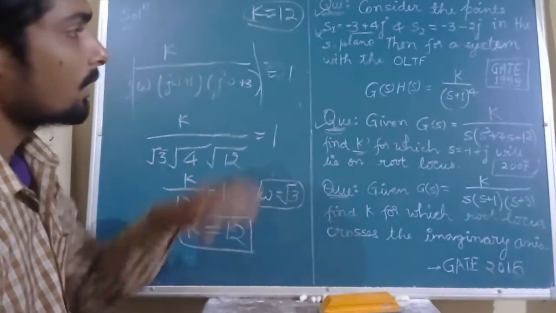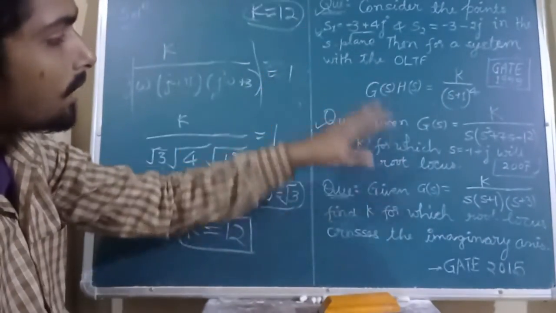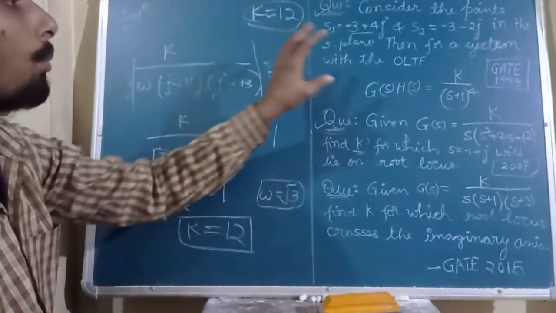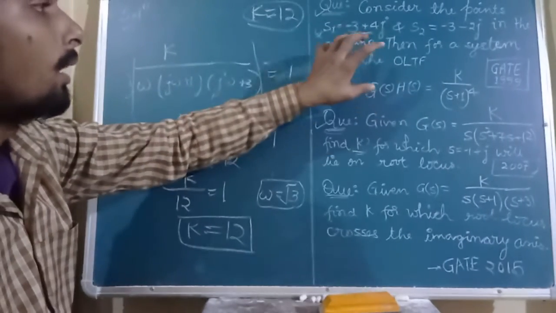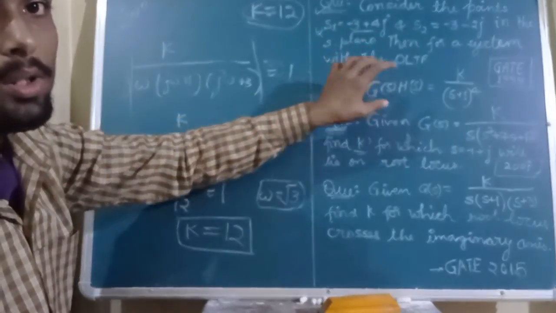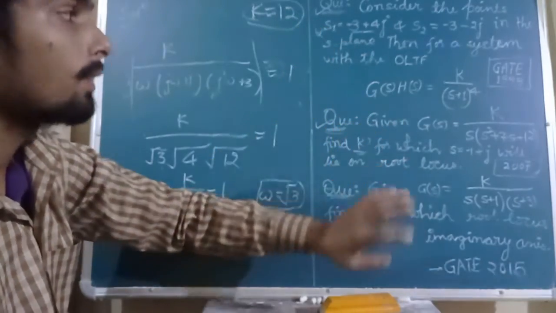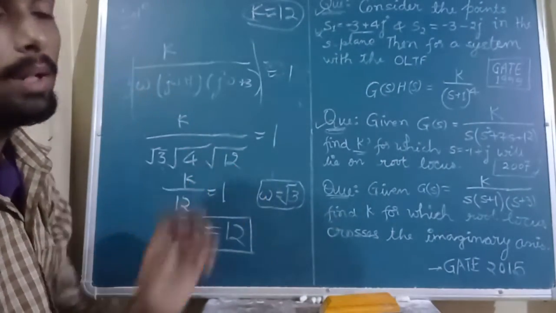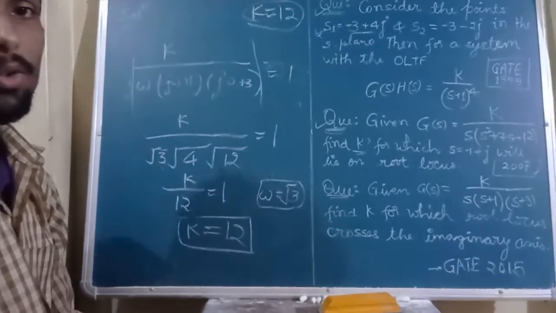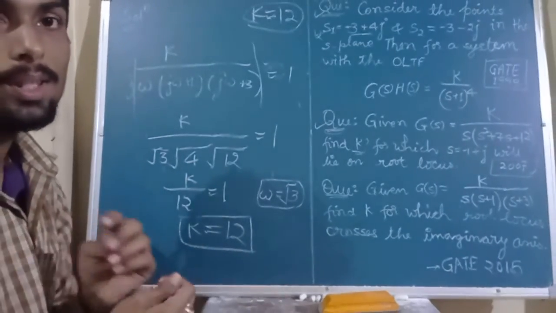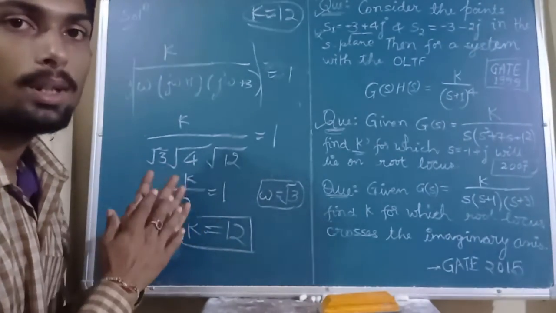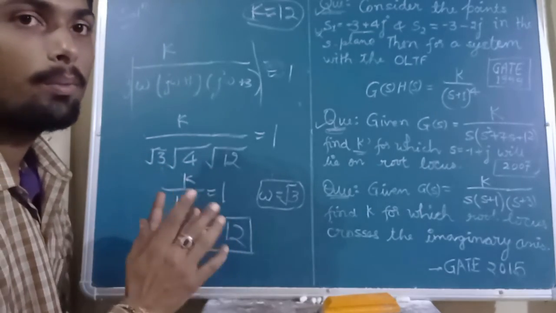Got it? So this is how we can solve all these problems related to a point, whether a point is lying on the given root locus or not, and if it is lying, then what is the required value of K. So using these two concepts, which concepts? That is, the angle must be minus 180 degree and the magnitude must be unity, 1.